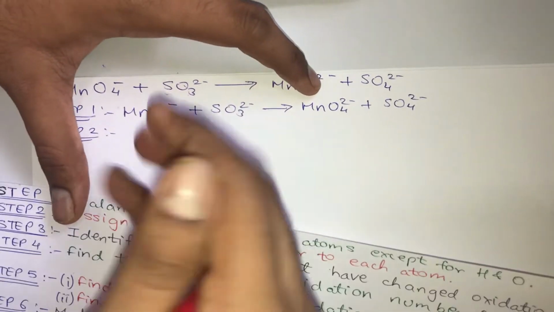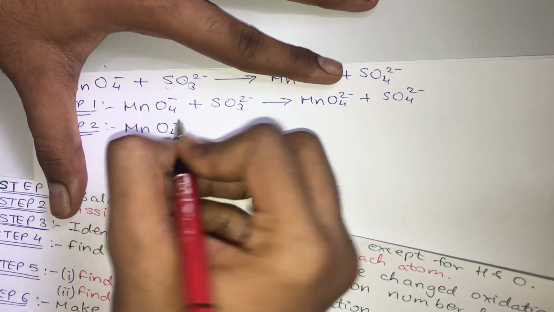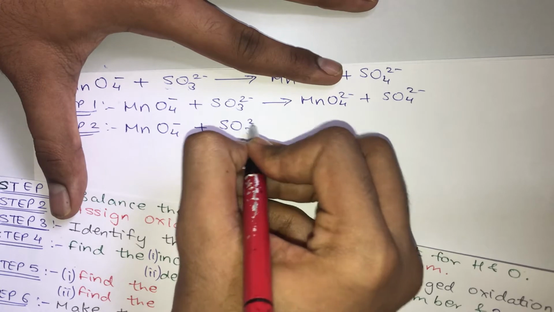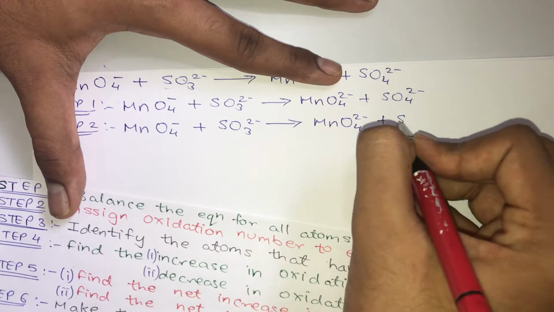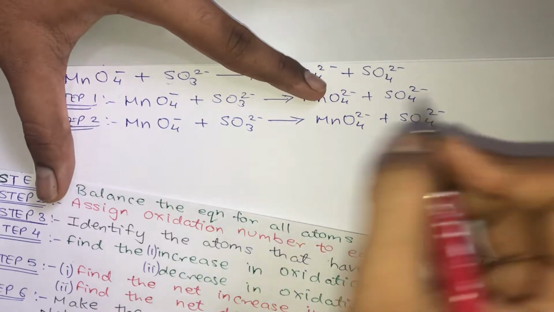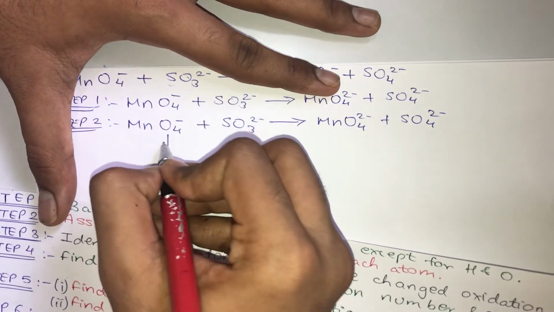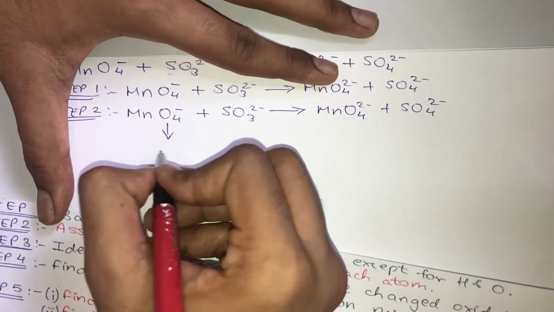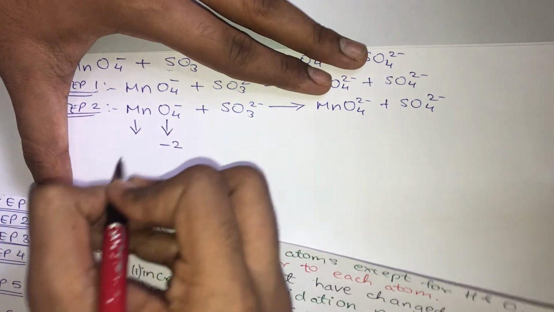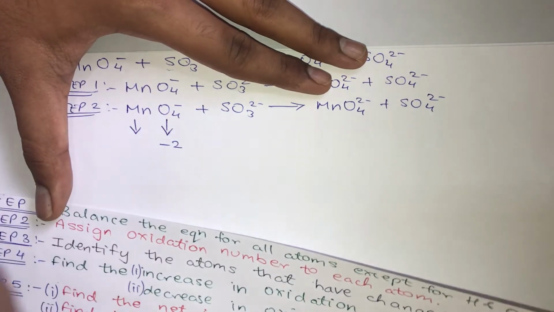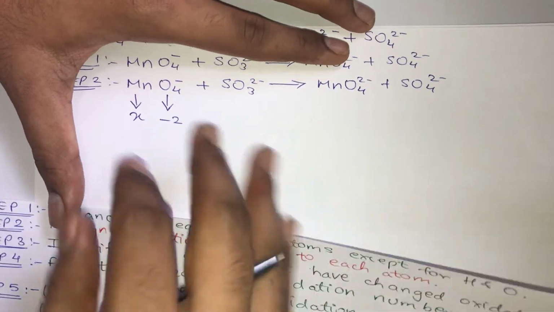Now for our better understanding, let's write this equation once again. Now let us find the oxidation number of each atom. In this molecule MnO4, we all know that the oxidation number of oxygen will be -2. Now we do not know the oxidation number of the manganese atom, so let's assume it to be X. And I hope guys you all know how to find the oxidation number.